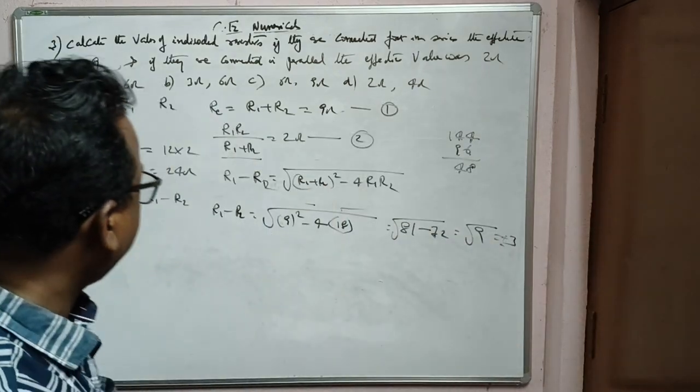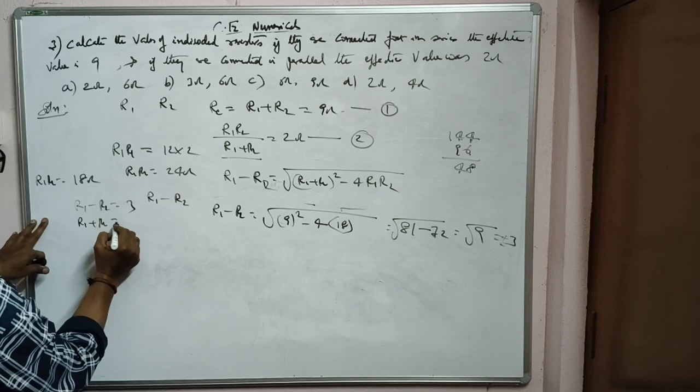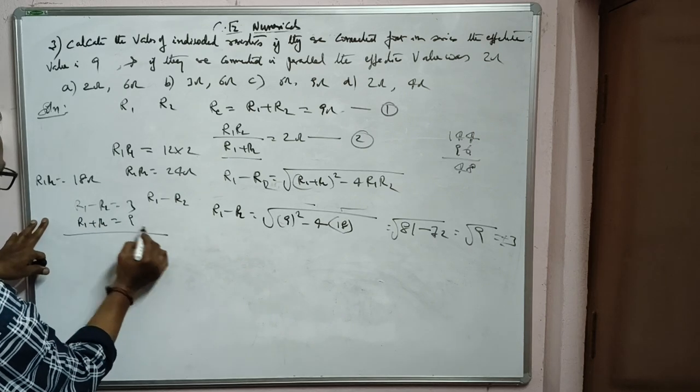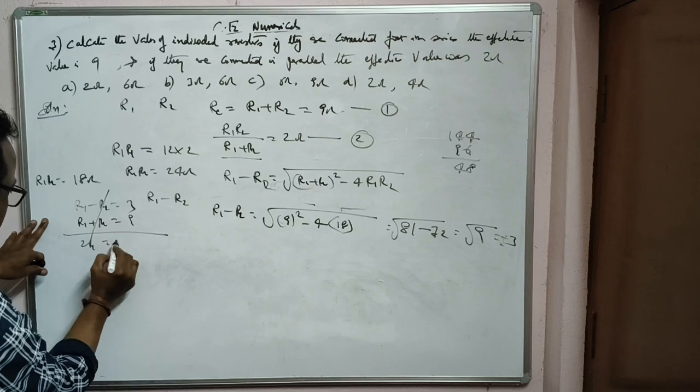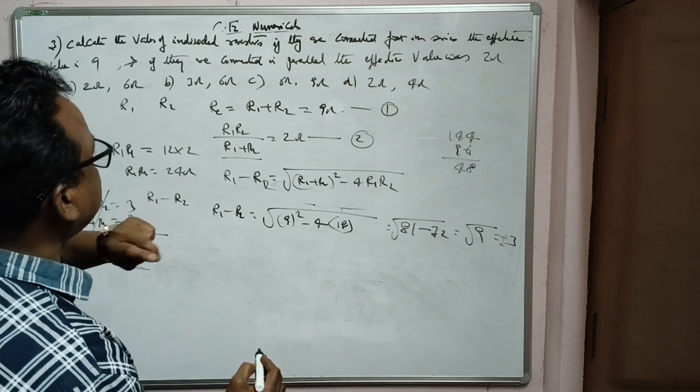R1 minus R2 is equal to 3 ohms. And R1 plus R2, how much are you given? R1 plus R2 is equal to 9 ohms. So when you add up, 2R1 is equal to 12. R1 is equal to 6 ohms. So you can see, for R1 we got 6 ohms.